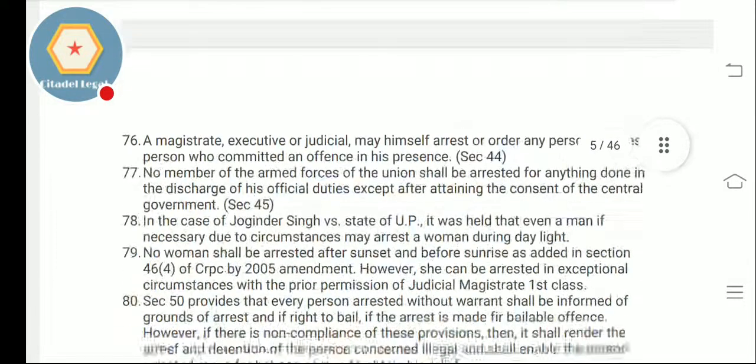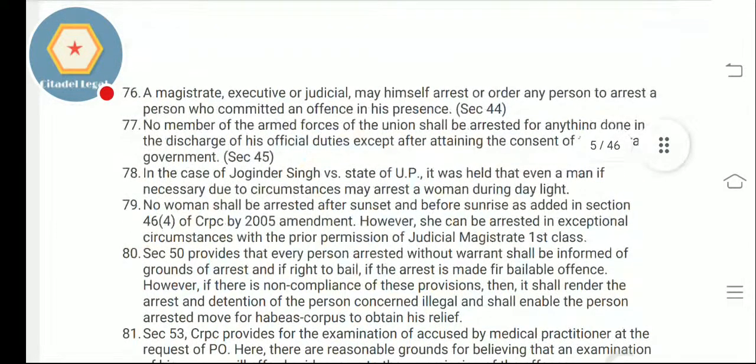So this is 43. Section 44: a magistrate, executive or judicial, may himself arrest or order any person to arrest a person who commits an offense in his presence. So first of all, 42 is police officer, 43 is private person, and 44 is magistrate, whether executive or judicial. If in his presence any person commits an offense, then that magistrate always has the authority to arrest that person.